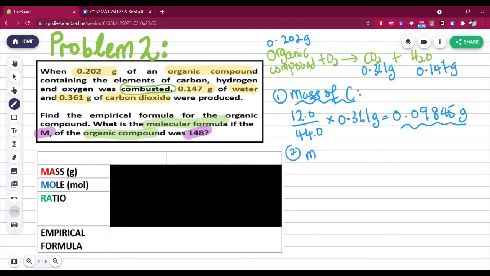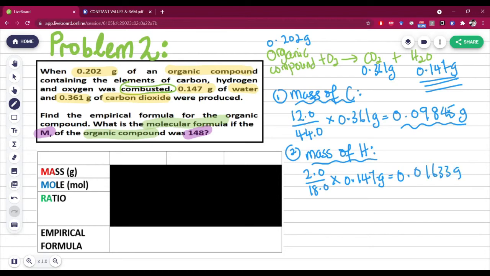And number two, we need to find out the mass of hydrogen. Again, you're going to use 2.0 over 18.0 times the mass of your water, 0.147 grams. And you should be able to get 2.0 over 18.0 times 0.147, 0.01633 grams.